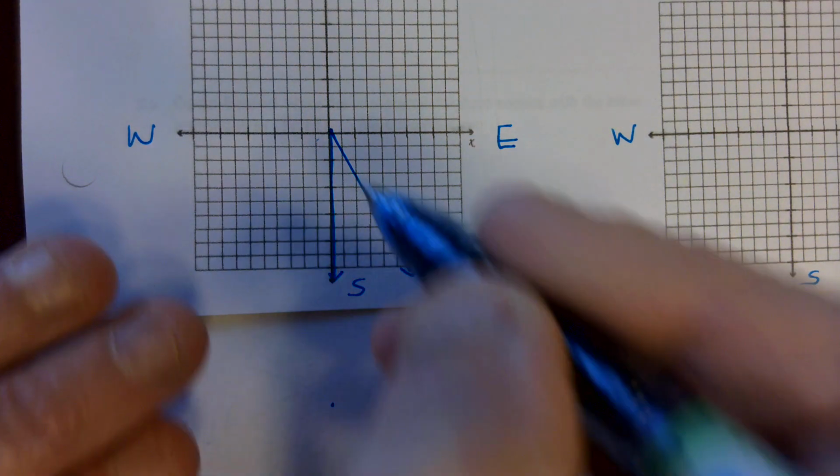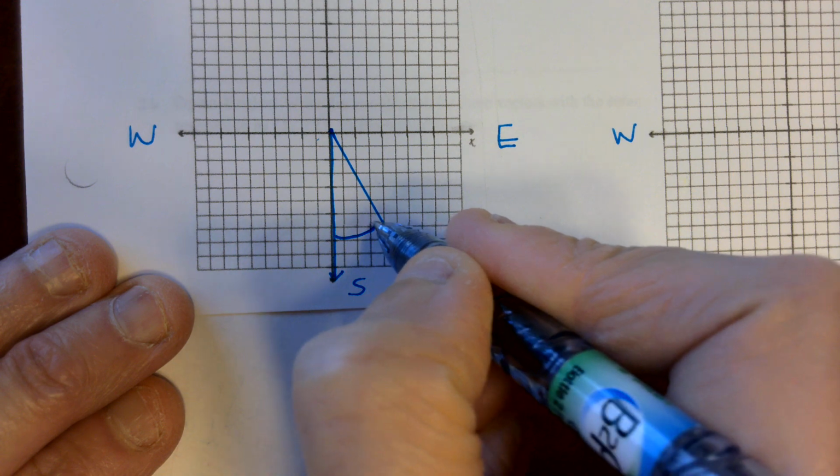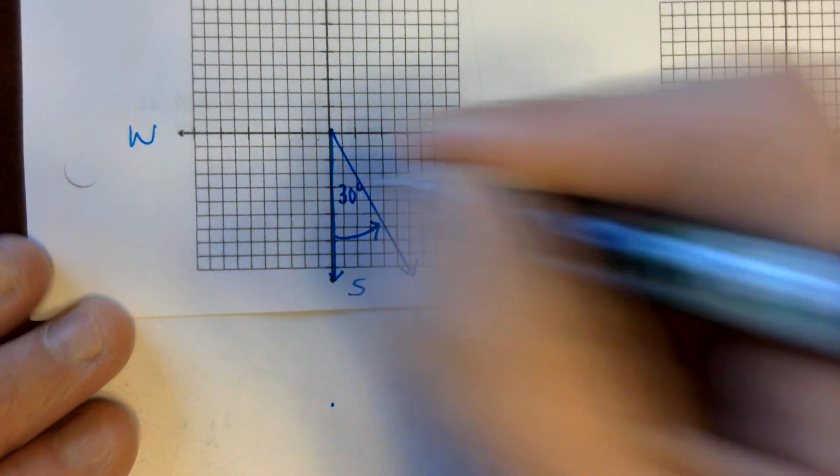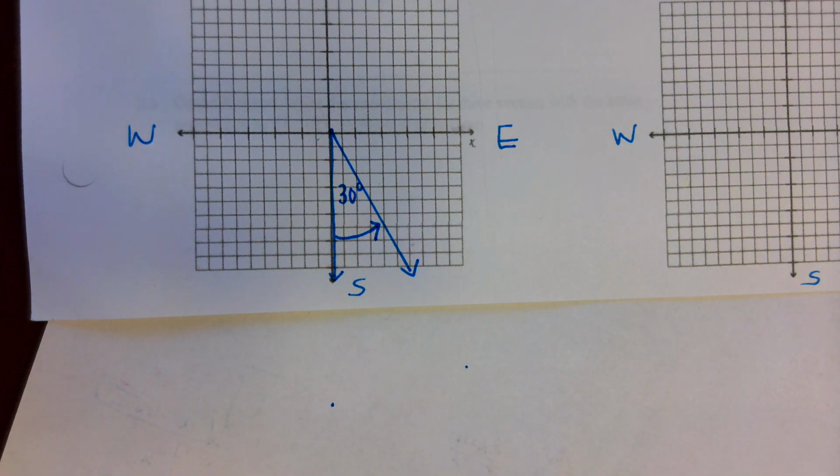And when it's east of south, I put my arrow pointing the direction it's going. It's going east, and I write in my degree measure, 30 degrees. Okay, try another one.